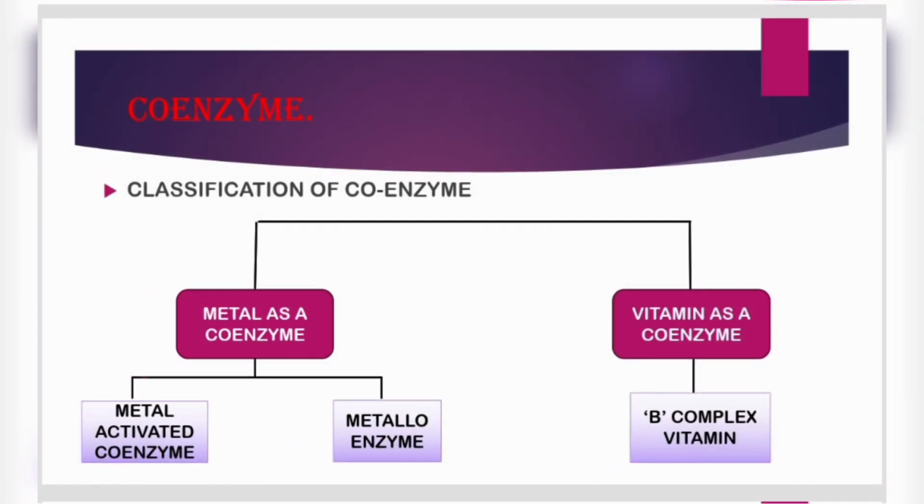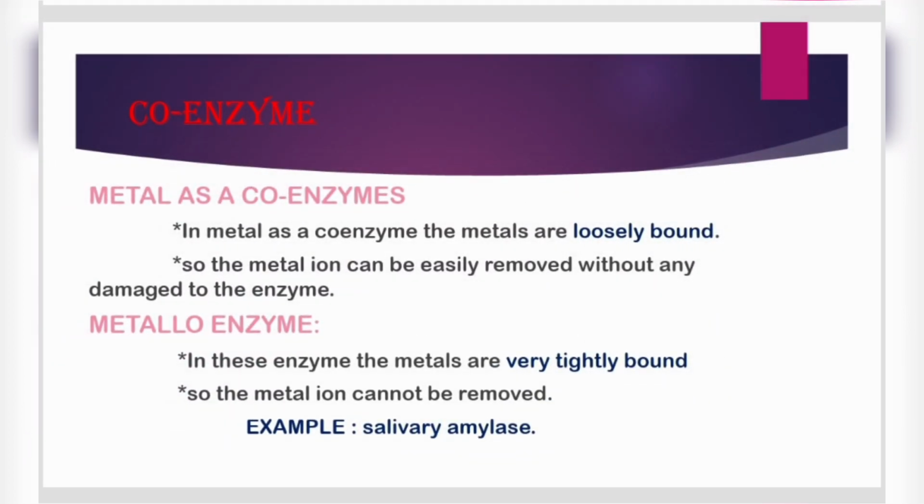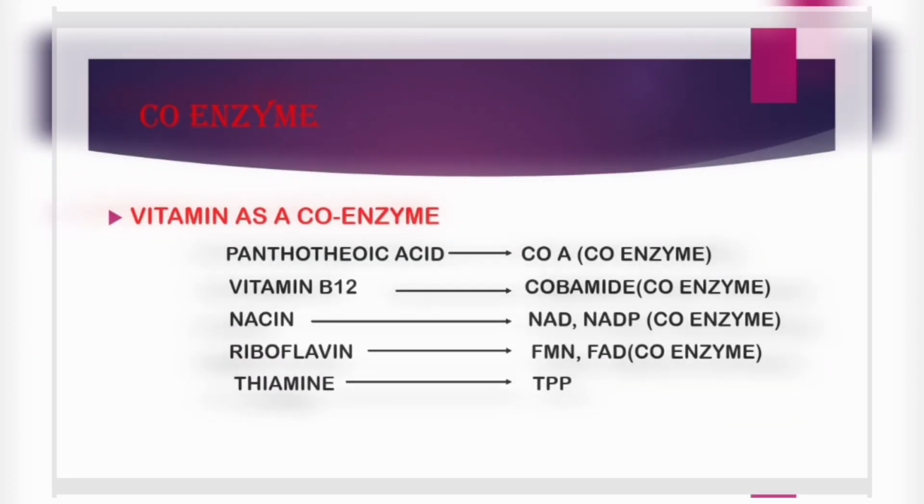Classification of coenzyme. The coenzymes are classified into two types: metal as a coenzyme and vitamin as a coenzyme. Metal coenzymes are further divided into two types: metal activated enzymes and metalloenzymes. Vitamin coenzymes are divided into B complex vitamins. Metal activated enzyme: the metals are loosely bonded, so the metal ion can be easily removed without any damage to the enzyme. Metalloenzyme: the metals are very tightly bound, so the metal ion cannot be removed. Example, salivary amylase.